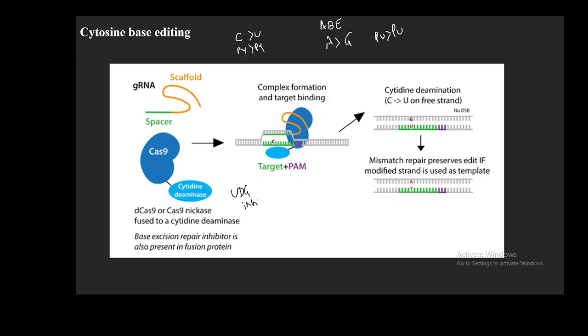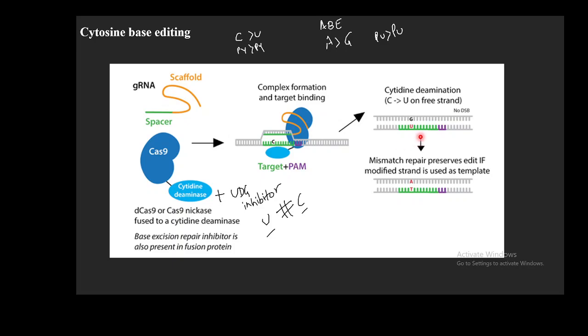So what does this inhibitor basically do? This UDG inhibitor will prevent the conversion of uracil back to cytosine. So uracil cannot convert back to the cytosine residue if this UDG inhibitor is present. So this Cas9 protein is fused with the cytidine deaminase along with the UDG inhibitor. So what happens now? This cytosine will convert into uracil, and because it is attached with the UDG inhibitor, this uracil will not convert back to the cytosine.